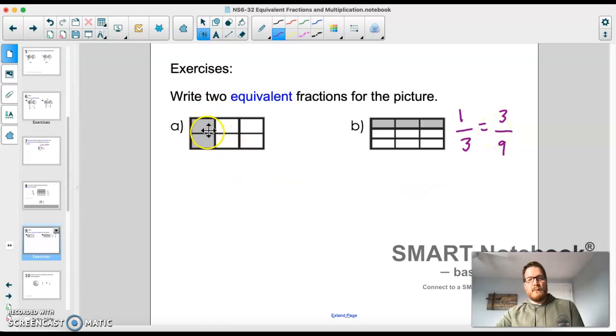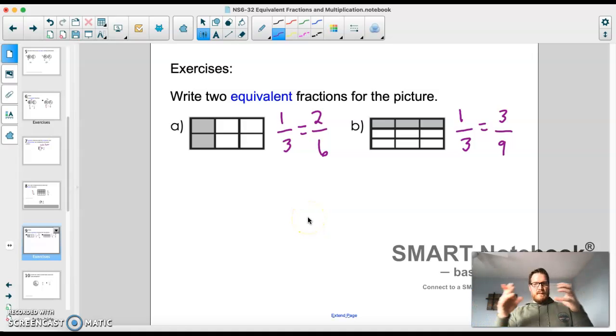Here, instead of it being rows, it's columns, right? And so again, I have 3 columns, and one of those columns is shaded in, or I could look at it that I've got 6 rectangles and 2 of those rectangles are shaded in. So again, rows or columns for big pictures, which is going to help.